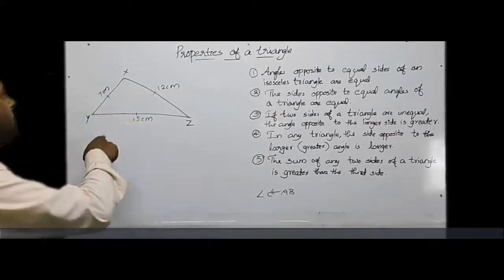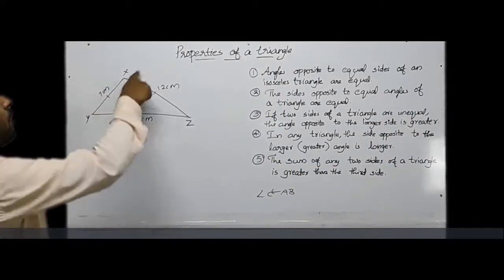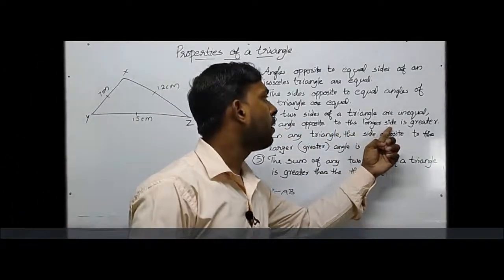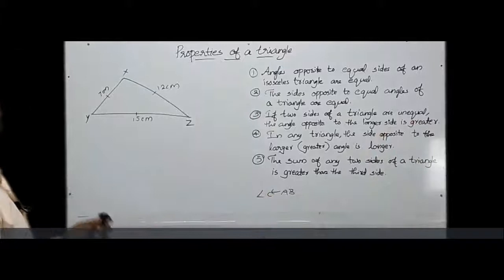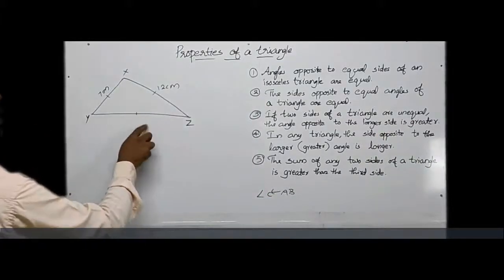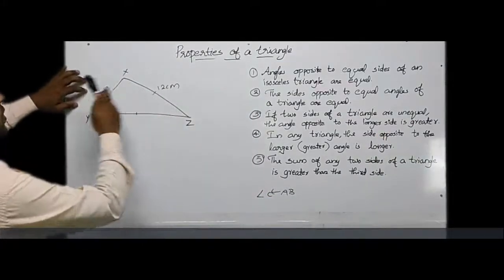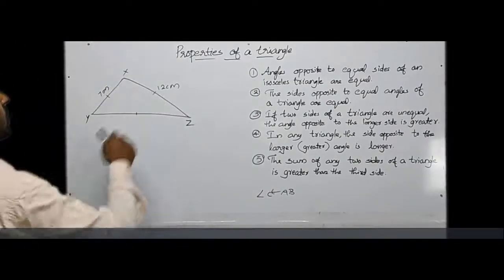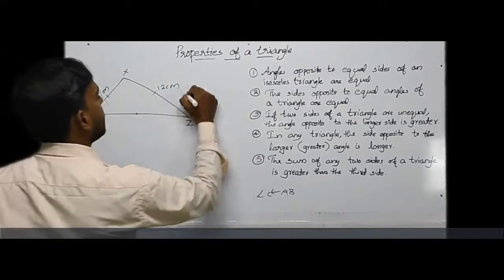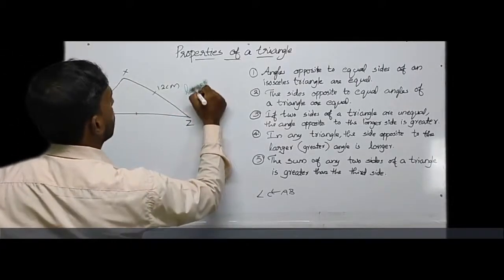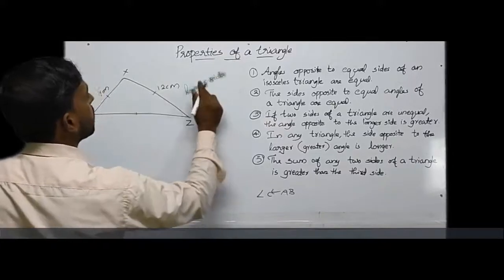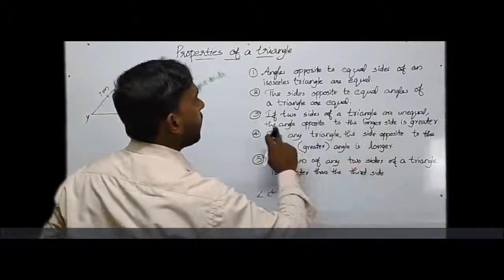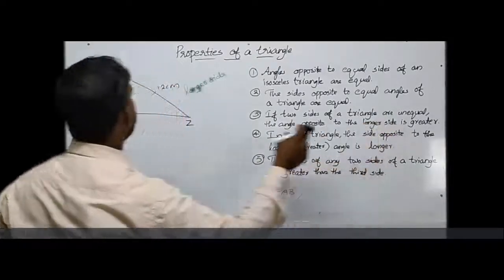Or let's take two sides here, XY and XZ. These two are unequal because the angle opposite to the longer side is greater. So let's take these two sides for understanding. If I take these two sides, out of these two sides, the longer side is XZ. XZ is the longer side. What does the property say? The angle opposite to the longer side is greater.